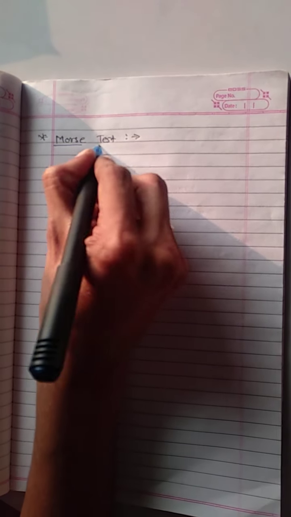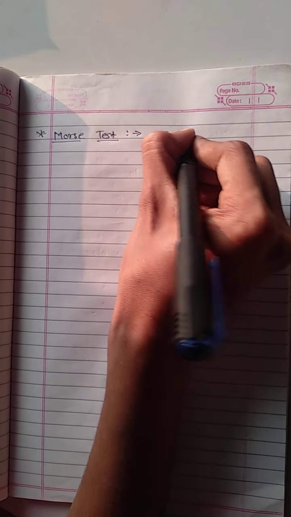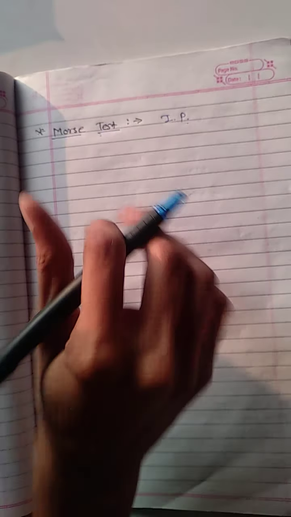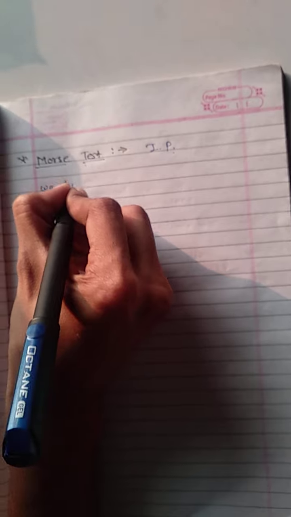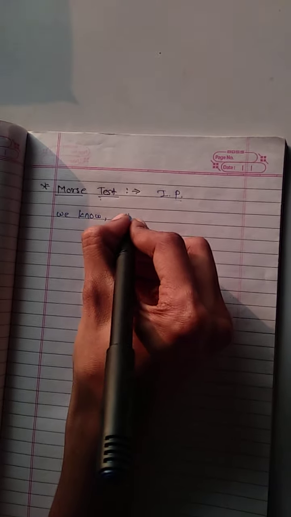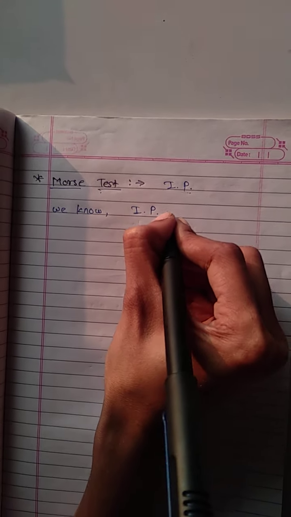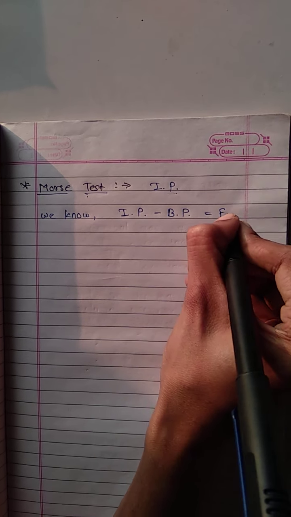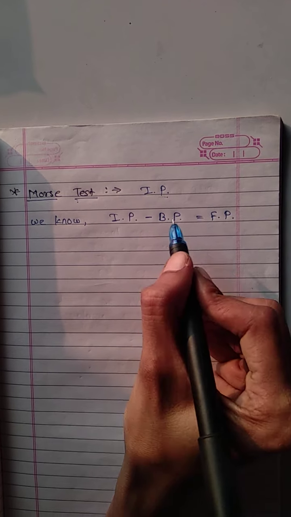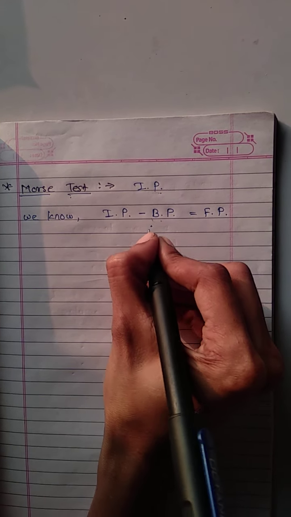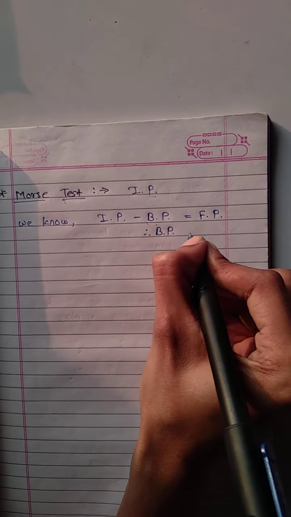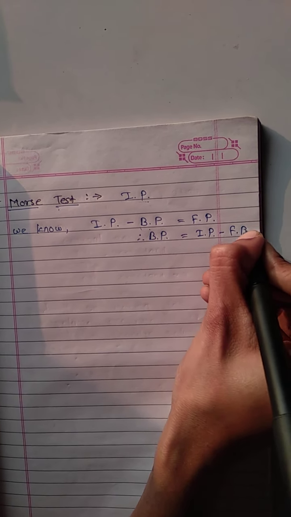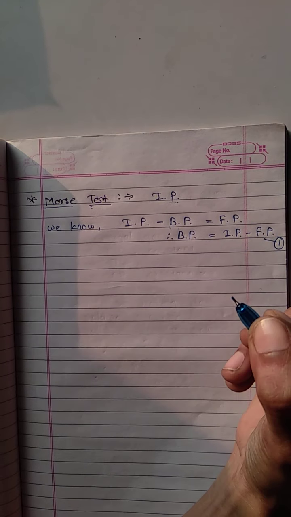Morse test is used to calculate indicated power. We can calculate indicated power by using this Morse test. First of all, we know the equation: indicated power minus brake power is equal to friction power. So when we want to find brake power, the equation becomes brake power is equal to indicated power minus friction power. This is equation number 1.